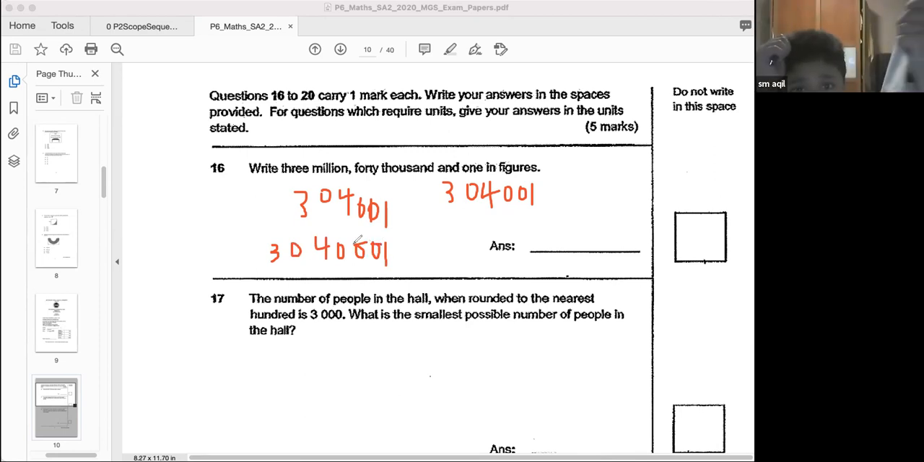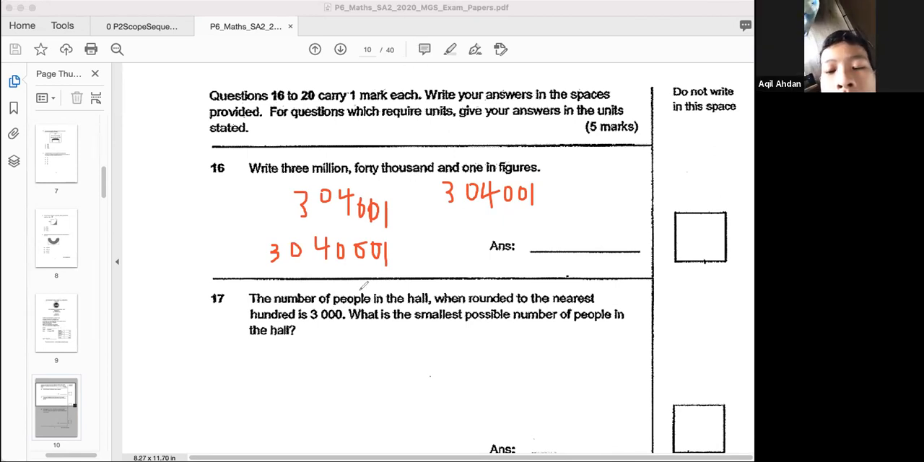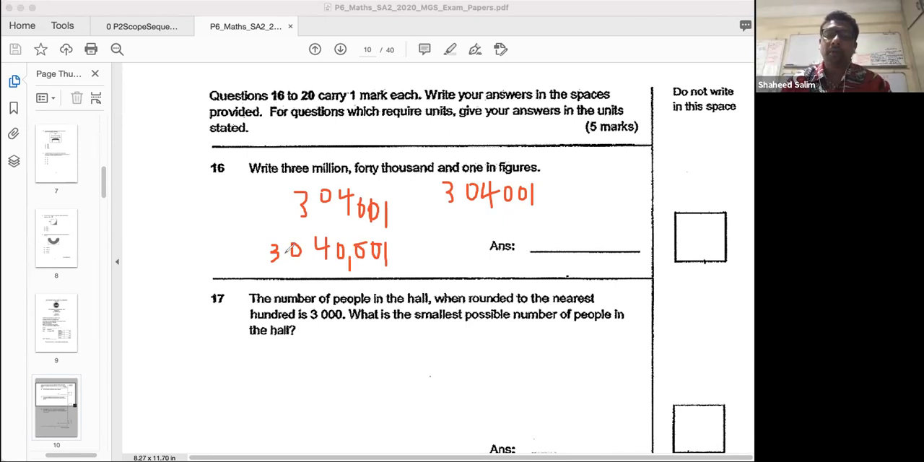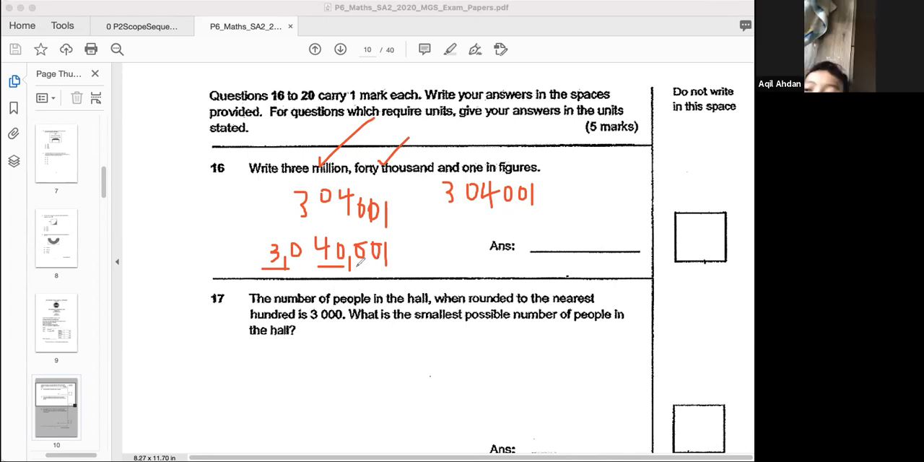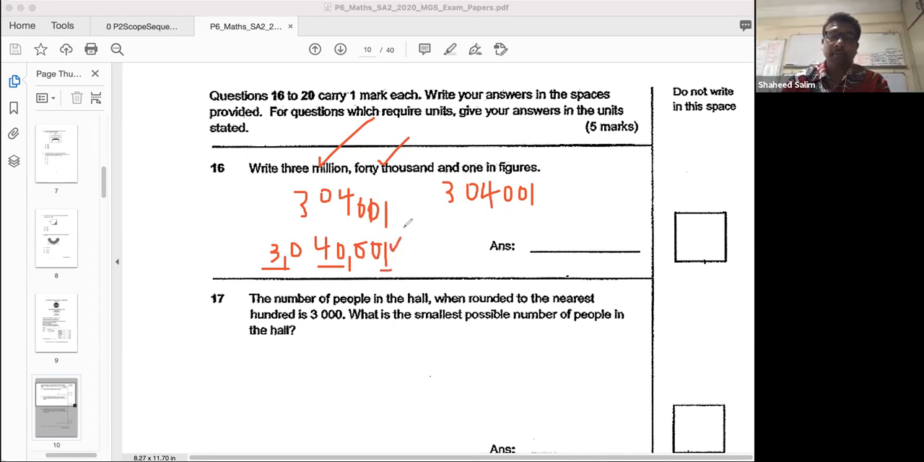Okay. Akhil, your answer is correct. Why did you type this one, Akhil? Oh, the next one, is it? Okay, now every 3 digits you put a comma. 3 million, correct. 40,000, correct. And 1, correct. This is the correct answer. Well done, Shakil. But Shakil disappeared. He asked me to give him the answer, then he disappeared. Izzat, can you do it? You should answer the same as this one.